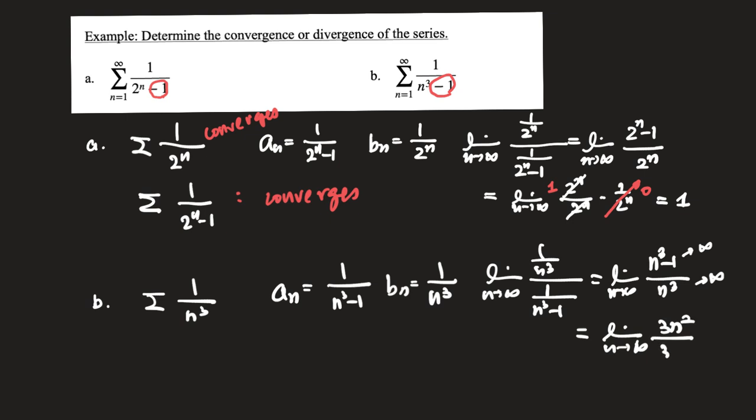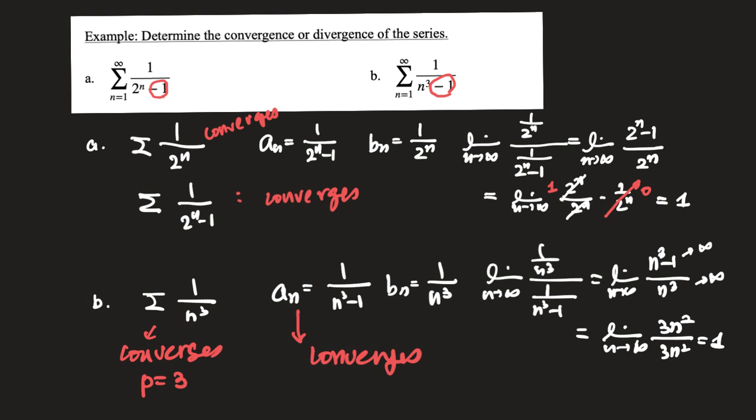3n squared over 3n squared, that's limit to 1, 2. So this limit between 0 and infinity, we already know this one is convergent. Why, guys? P series, P is 3. Also, this one is convergent. So that's the limit comparison test. What do you think about this one?